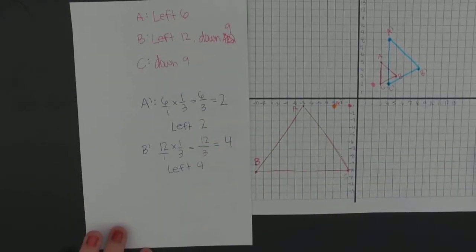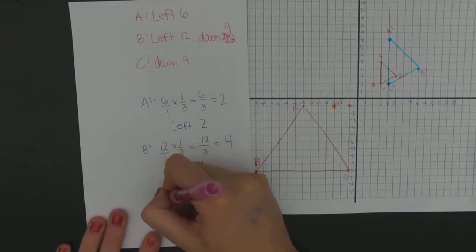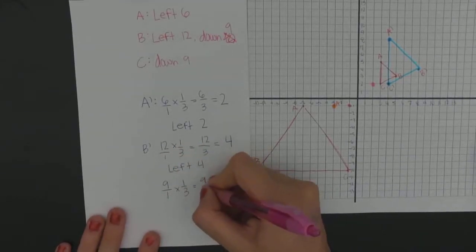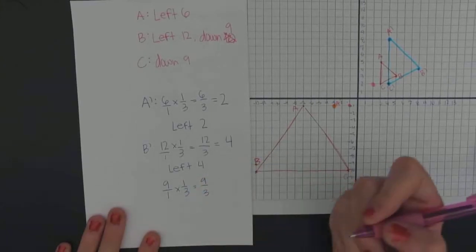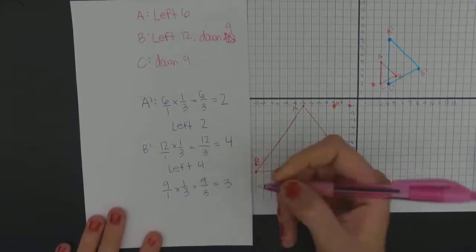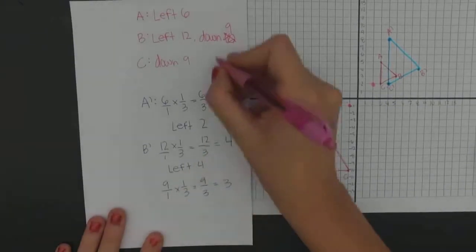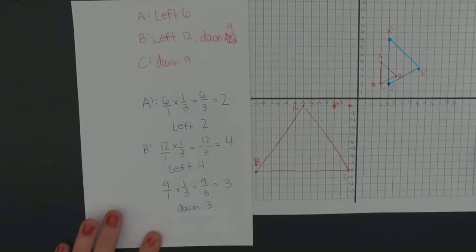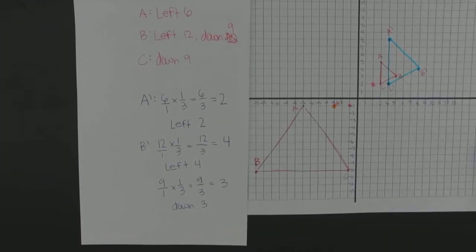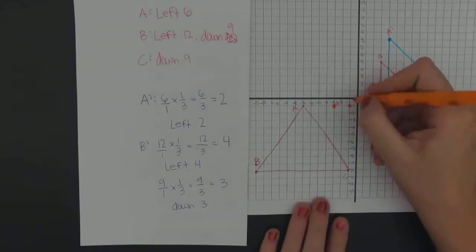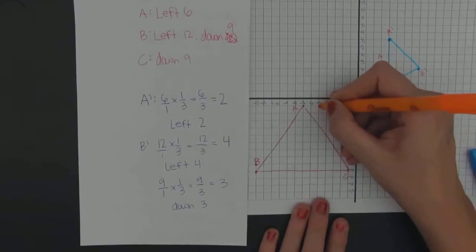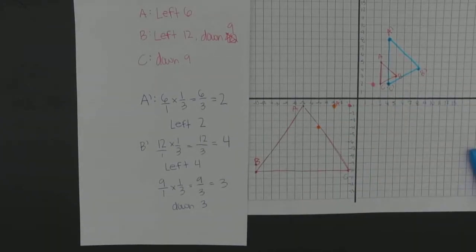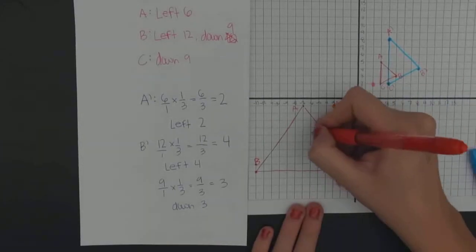And then I need to figure out how far I'm going to go down. So 9 over 1 times 1/3. Straight across, 9 times 1 is 9. 1 times 3 is 3. 9 over 3 simplifies to 3. So then I'm going to go left 4, and I keep my direction, down 3. All right, so let's do B prime, left 4 from my center of dilation. 1, 2, 3, 4, down 1, 2, 3. So my new B prime looks like it went right there.